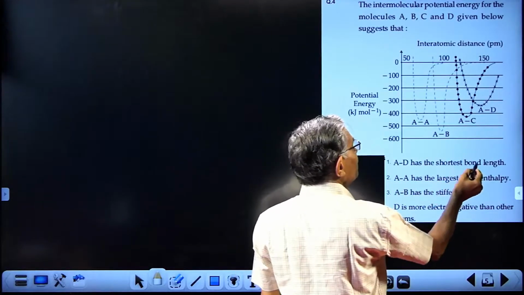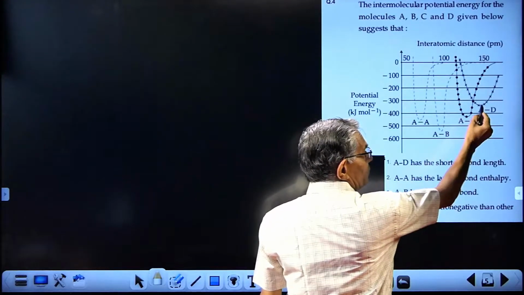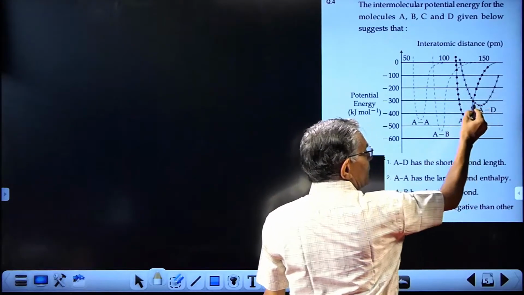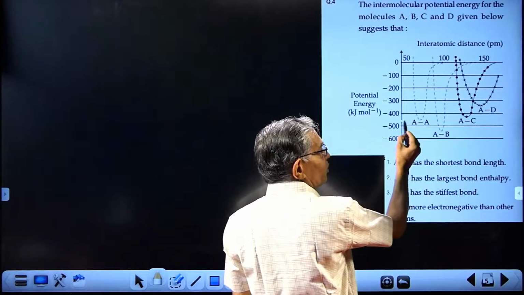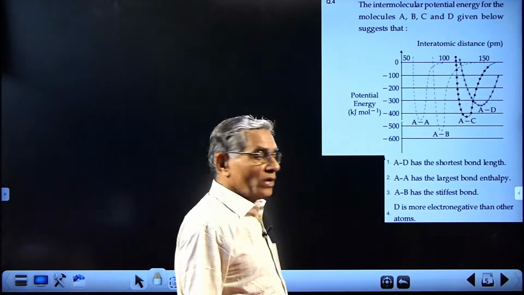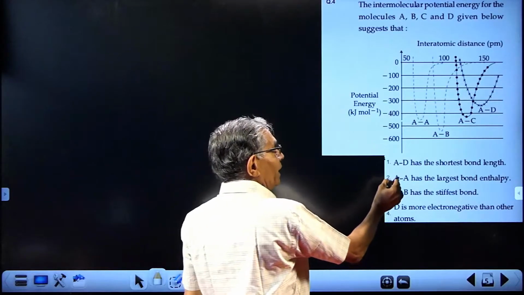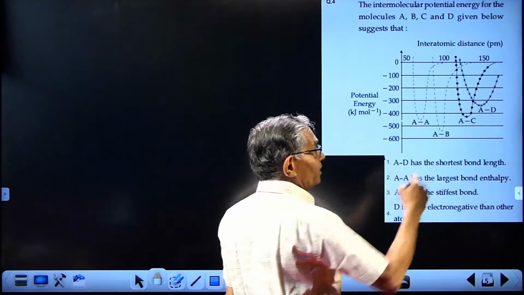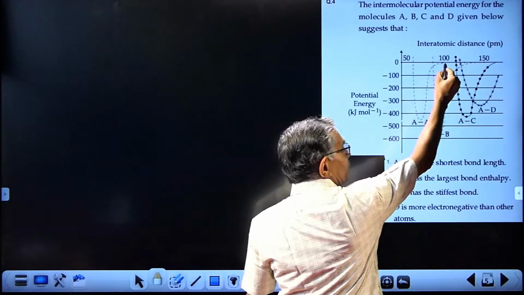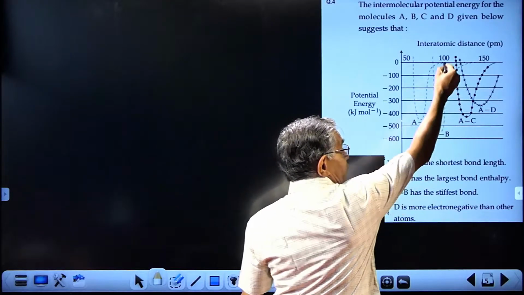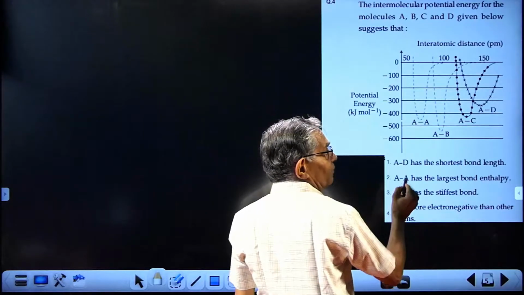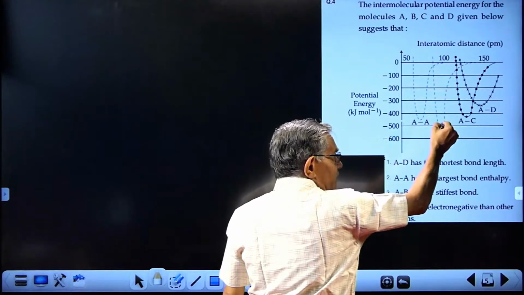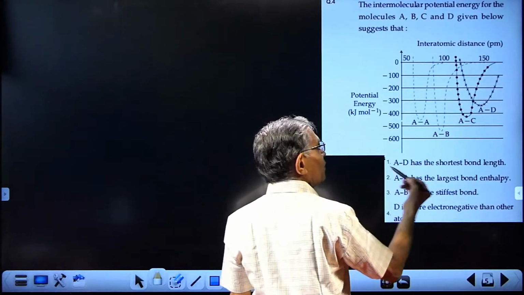AD cannot have the shortest bond length. This is the minimum on this curve, so this cannot be the minimum bond length. Minimum bond length is for this molecule. So 1 is wrong. AA has the largest bond enthalpy. Bond enthalpy is the depth of this graph. Maximum depth will be there for AB and not for AA. Bond enthalpy means the depth of this curve. So second also is wrong.